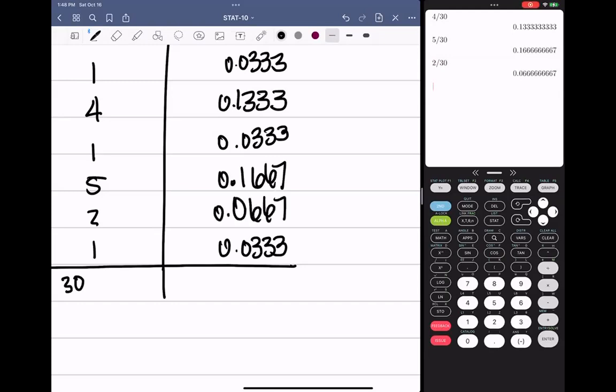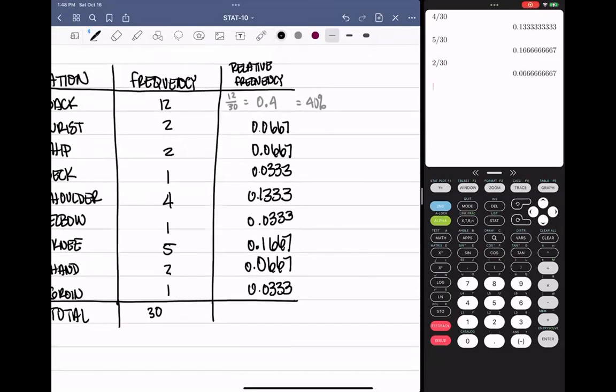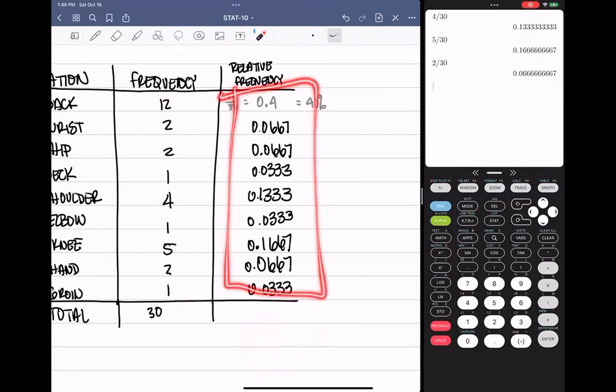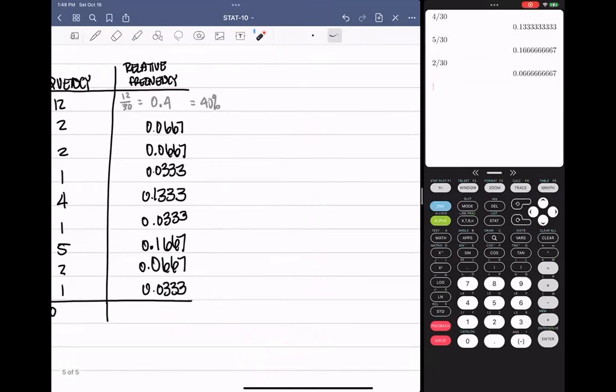0.0667. So now all of these values, think about it, if we add all the frequencies up, they're going to equal 30. If we divided all those numbers by 30 with the rules of addition, it's going to end up giving us 1. So in reality, if we add all these values up, they should be equal to 1. So just so you guys could see that, let's go ahead and do that.